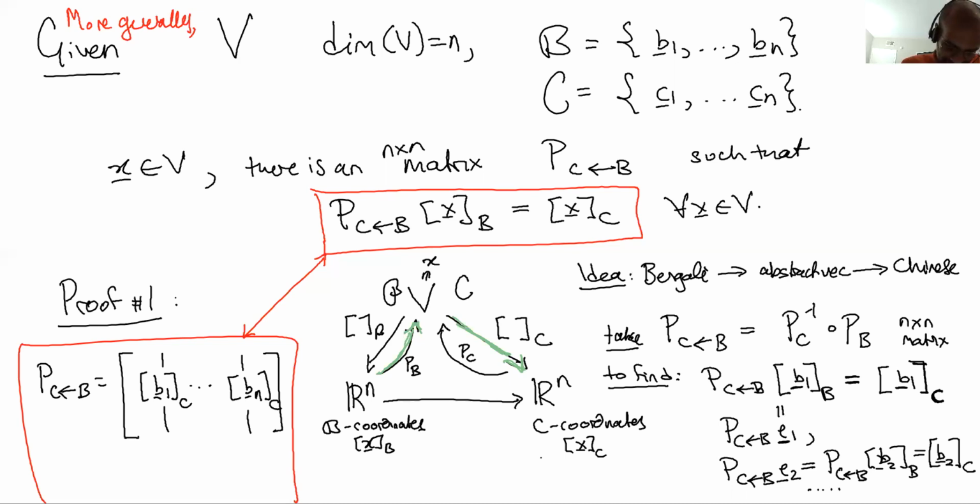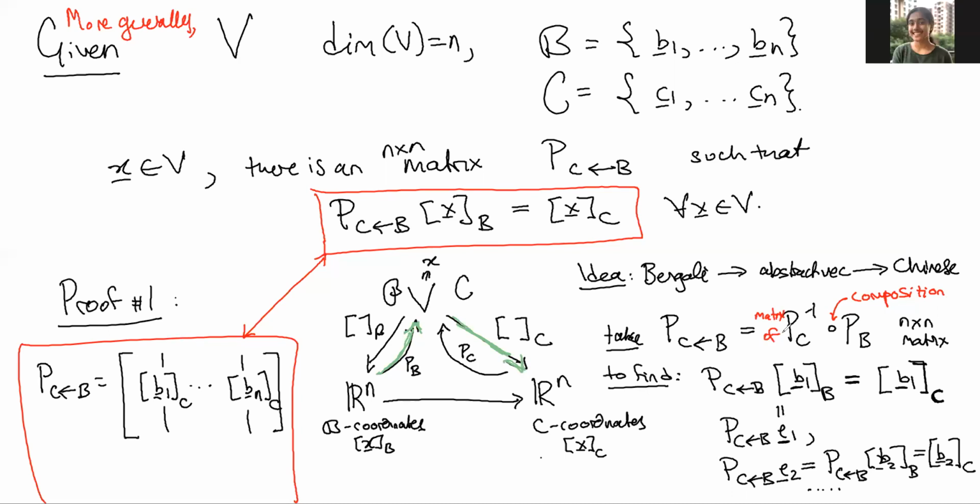Any questions about this? Is the circle the multiplication or the composition? This circle is composition. Because these are not matrices, right? P_B is not a matrix. P_C inverse is not a matrix. But you can compose two linear transformations to get a linear transformation from Rn to Rn, which is a matrix. So I see what you're saying. I'm identifying linear transformations from Rn to Rn with matrices.